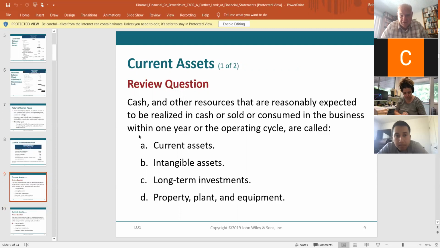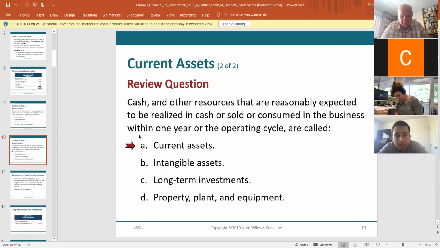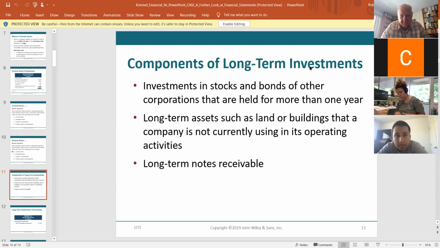Review question. Cash and other resources that are expected to be realized in cash or sold within 1 year are called, oh, I skipped on it. Current assets, very definition of current assets.